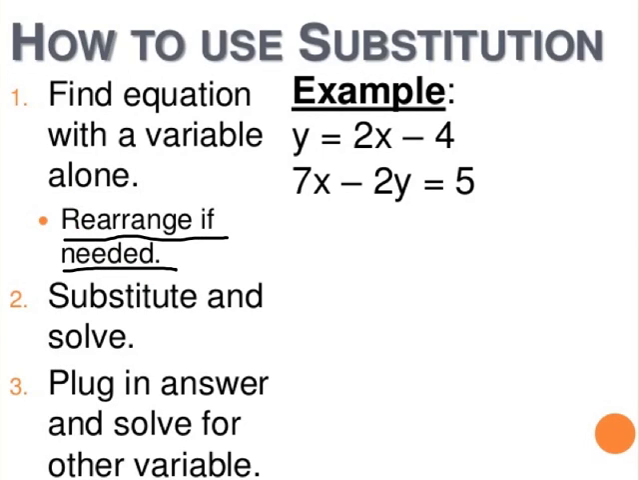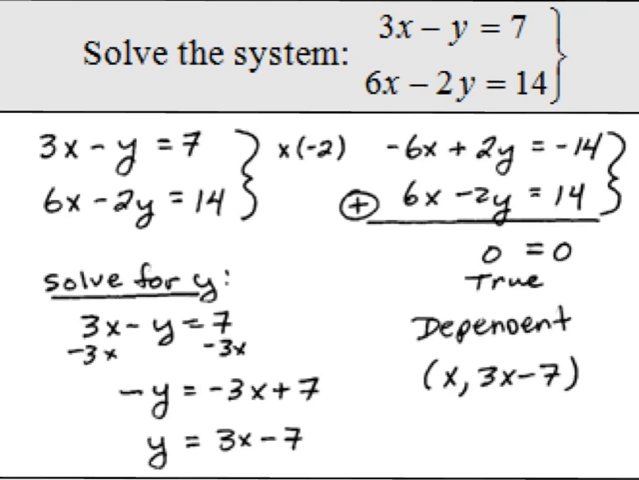We've done substitution, but up until this point, either x or y was a variable alone and we knew what the value of it was. But in today's lesson, we're going to have some that won't have that, so we're going to have to rearrange a little bit in order to get either x by itself or y by itself. And then you know that we substitute in the value and plug in an answer and solve for the other variable.